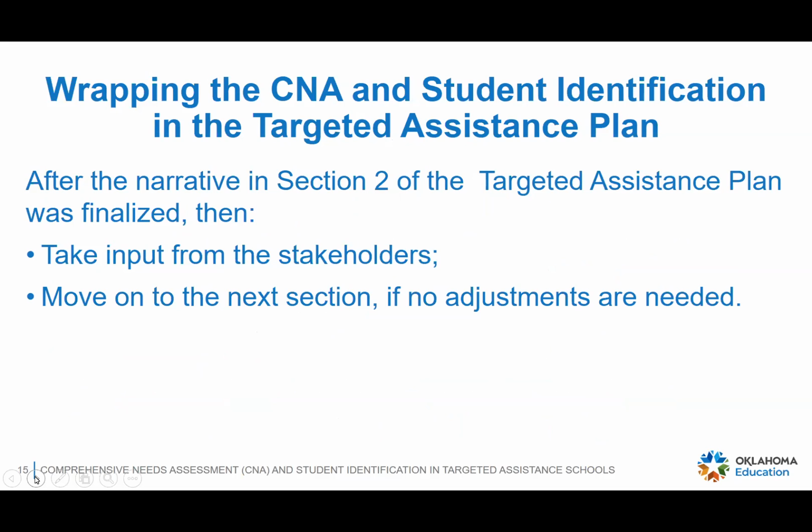After the narrative in Section 2 of the Targeted Assistance Plan is finalized, take input from stakeholders and move on to the next section if no adjustments are needed.